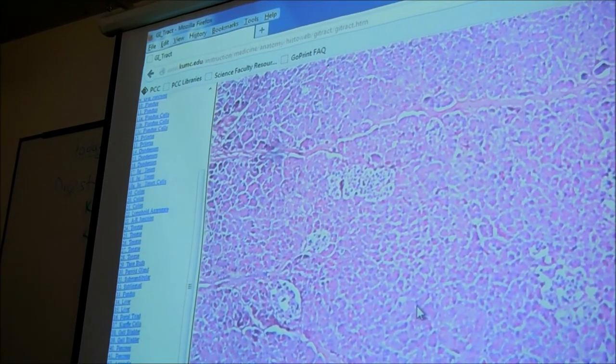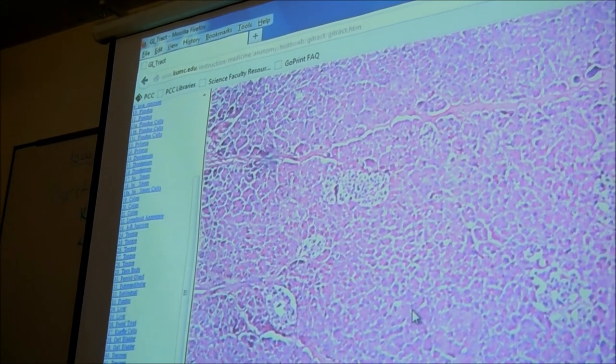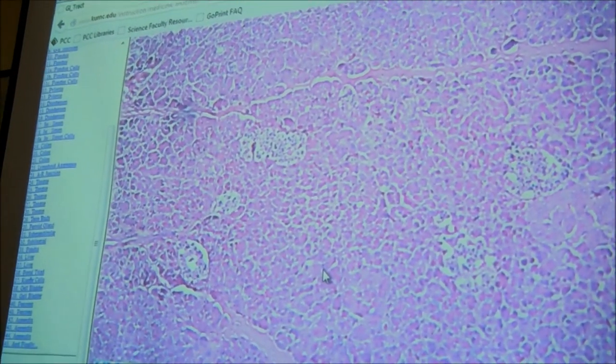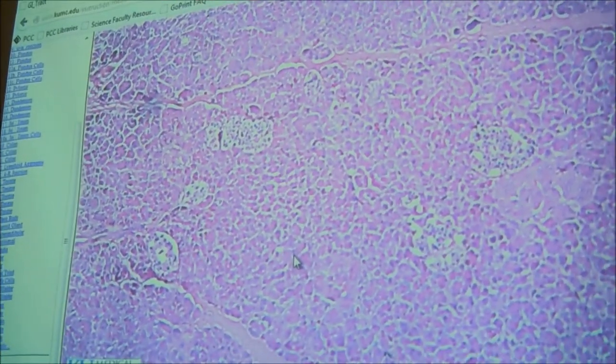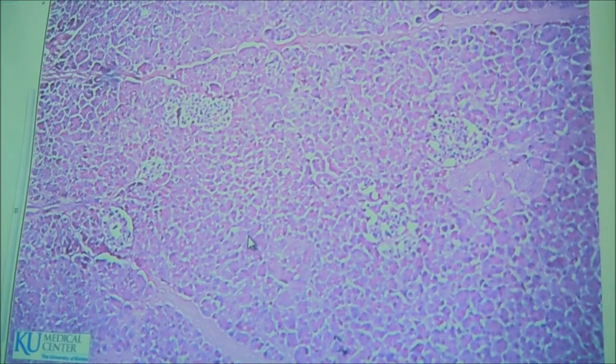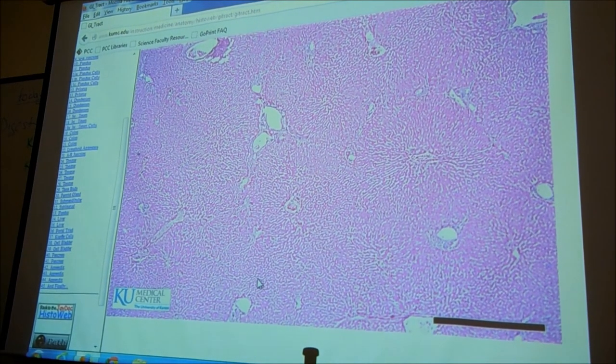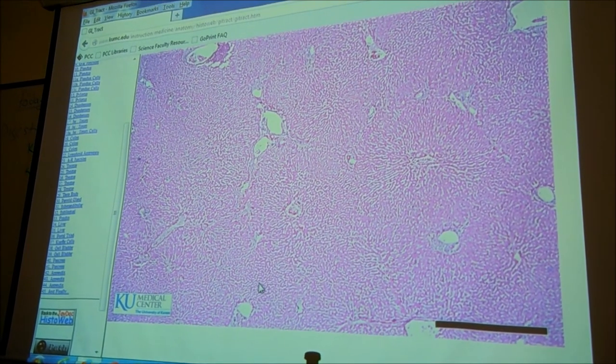Name it. Claim it. Pancreas, right? Islet of Langerhans. But they're the same color. Who cares? I can still make out the islets, right? They're different. So islet of Langerhans. Liver. You sure? Yeah. Are you sure?